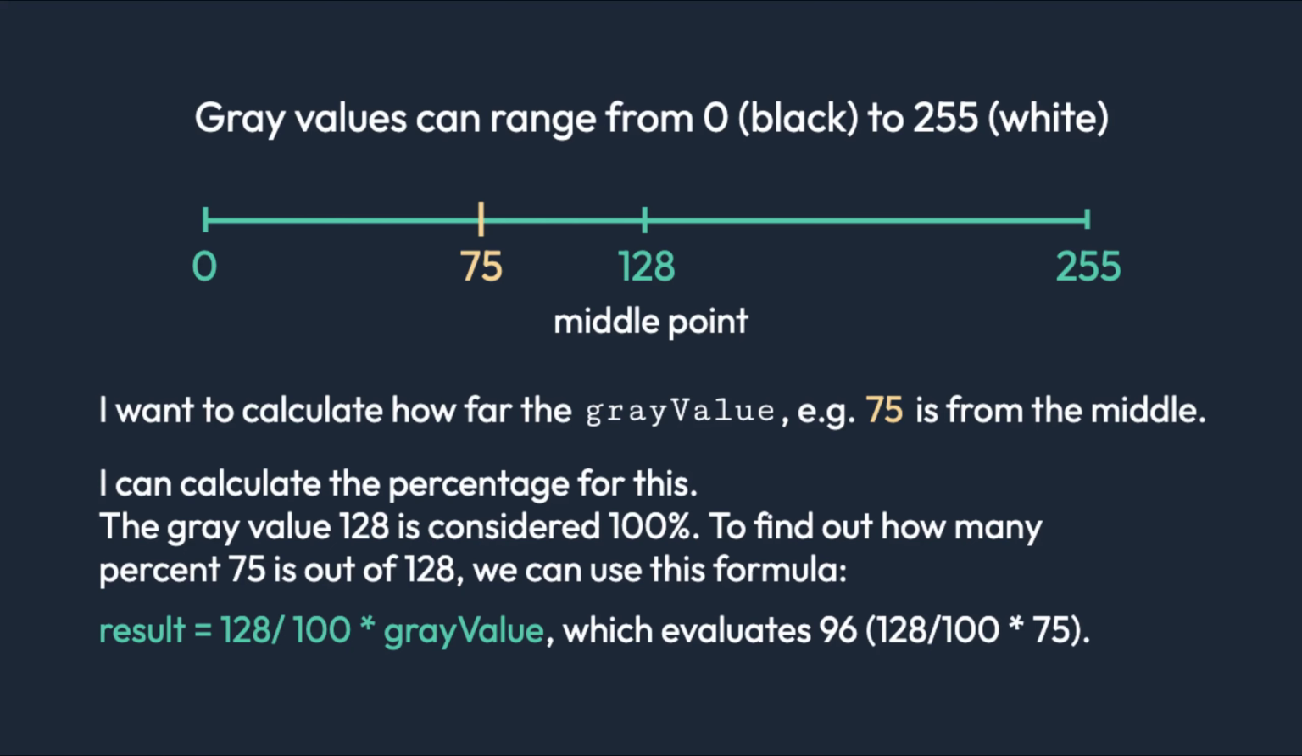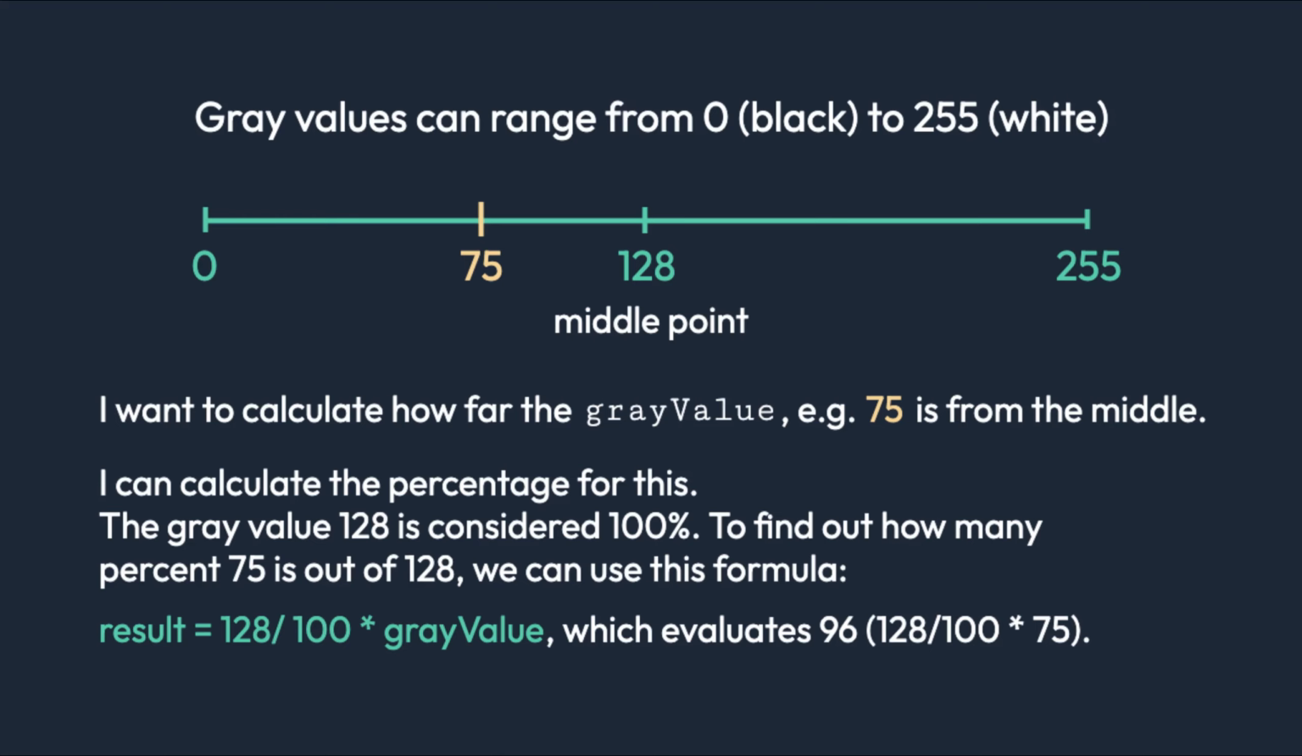So whenever we calculate the gray value by getting the average of red, green, and blue, we get a value between 0 and 255. 0 is the color black, 255 is white, and anything in between is a different shade of gray. The higher the value, the lighter the gray. The middle point between 0 and 255 is 128.